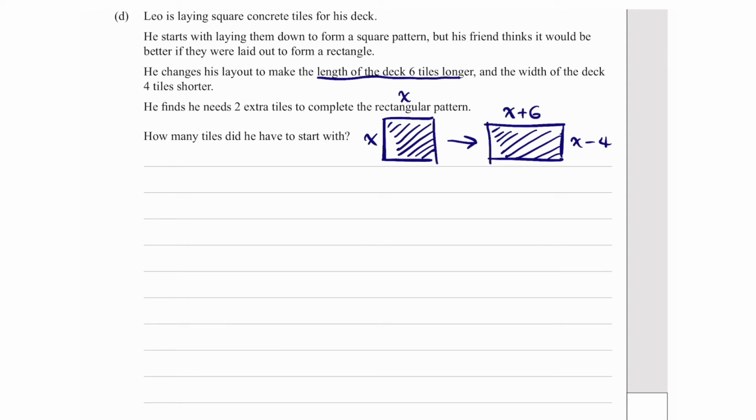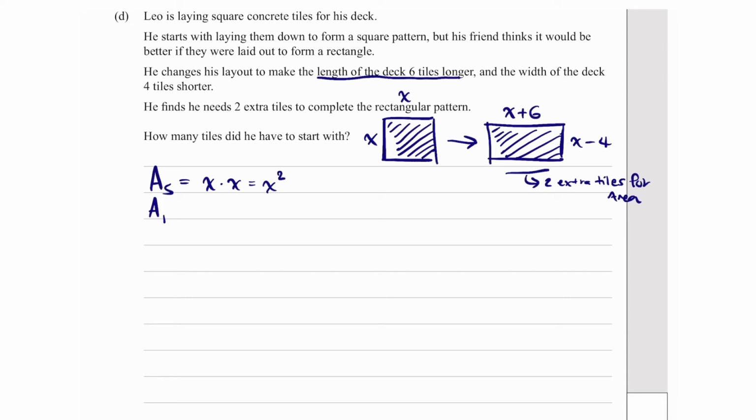So he finds he needs 2 extra tiles to complete the rectangle pattern. Interesting. So what they're saying is that this area required 2 extra tiles for area. So we want to know how many tiles did he start with. Because we're talking about the tiles, it's to do with the area. So let's work out the area of the square first. It's the same as width times height. So x times x, which gives me x squared.